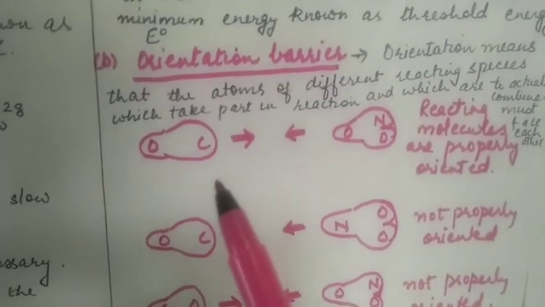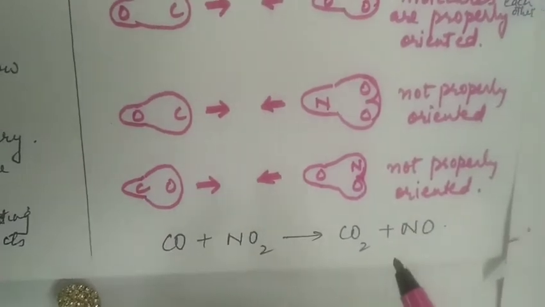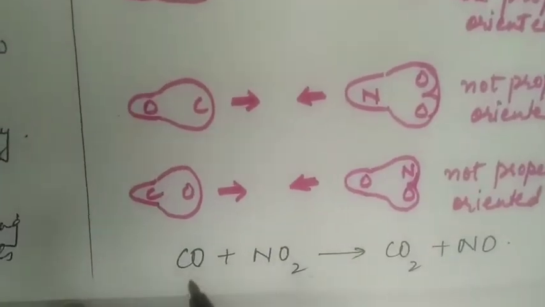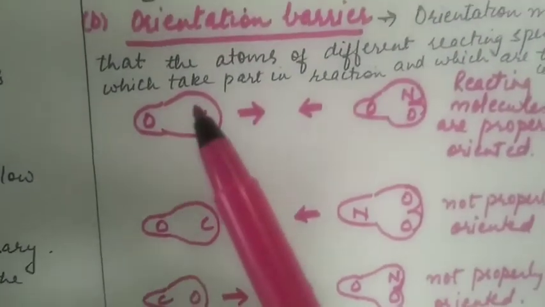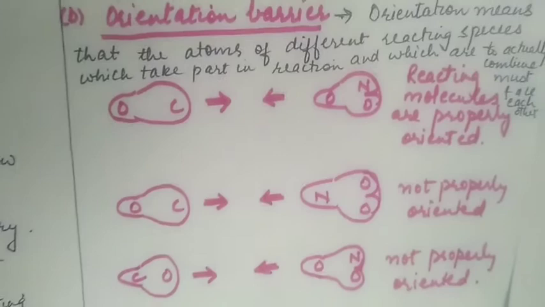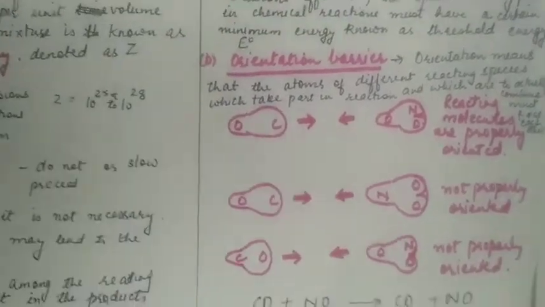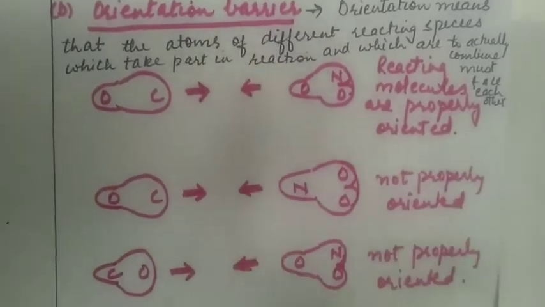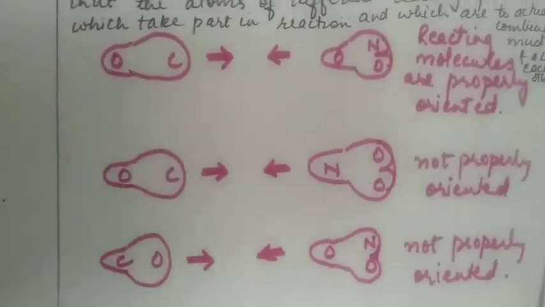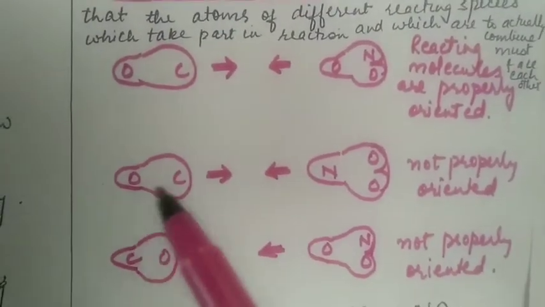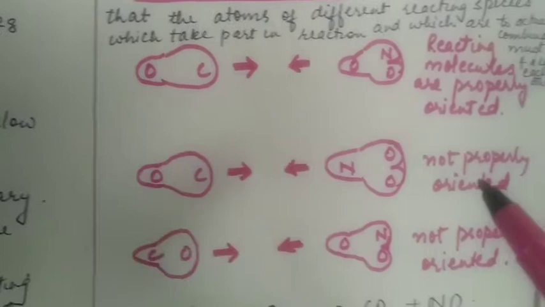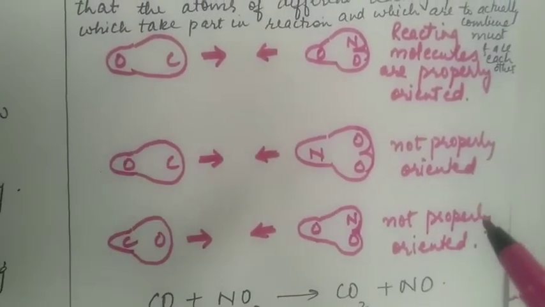For example, carbon monoxide reacts with nitrogen dioxide to form carbon dioxide and nitric oxide. So in this reaction, the carbon should be facing the oxygen of the nitrogen dioxide molecule. Only then is the orientation correct, the reacting molecules are properly oriented and the reaction is going to occur. If the nitrogen dioxide is facing the carbon monoxide molecule in such a way that the nitrogen atom is in front of carbon, the reaction will not occur. Reactants are not properly oriented.